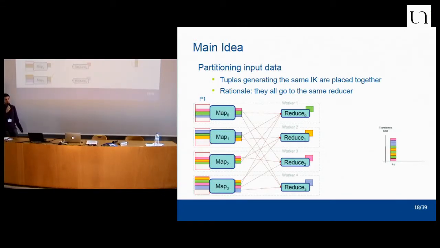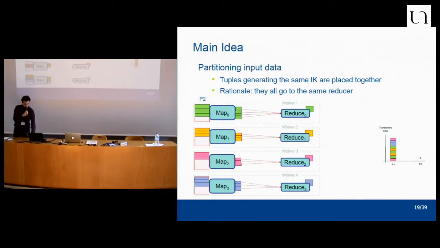So this is the main idea. I already talked about it, but we want to pass from this situation in which the intermediate keys are produced in all the maps to this situation where we group the intermediate keys that are produced by the map, and then we can profit from the other mechanisms that have been proposed.